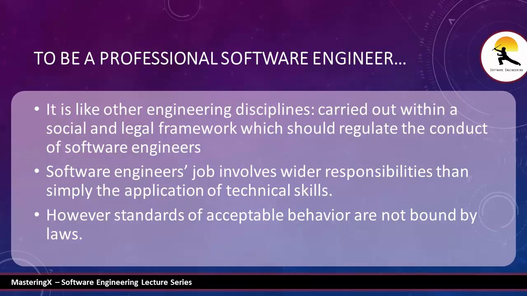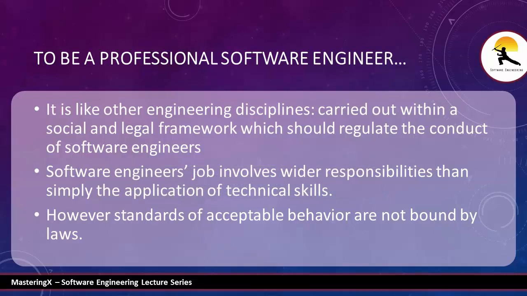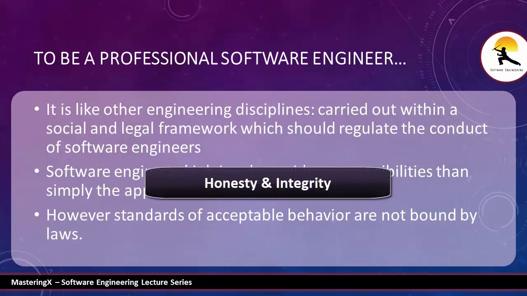As a software engineer, you must accept that your job involves wider responsibilities than simply applying the technical skills for developing the software. You must also behave in an ethically and morally responsible way if you want to be respected as a professional engineer. It goes without saying that you should uphold normal standards of honesty and integrity. You should not use your skills and abilities to behave in a dishonest way or in a way that will bring disrepute to the software engineering profession.